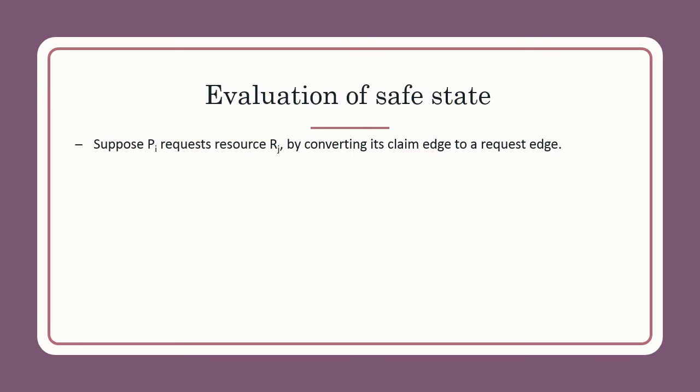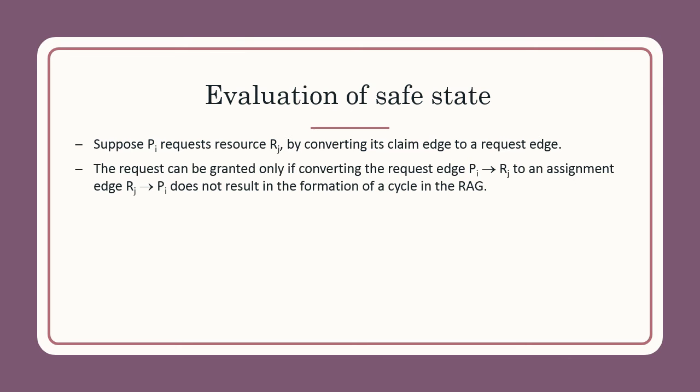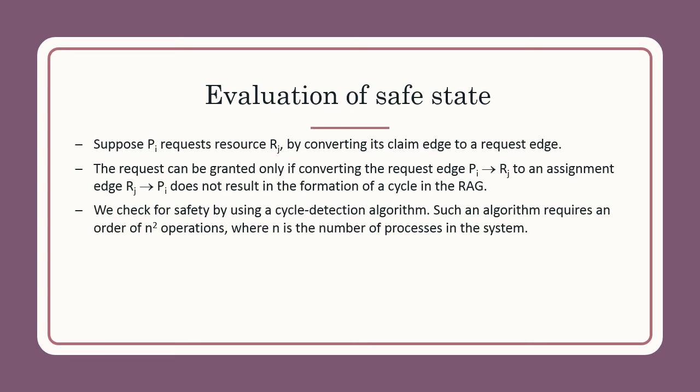Evaluation of safe state. Suppose Pi requests resource Rj by converting its claim edge to a request edge. The request can be granted only if converting the request edge Pi to Rj to an assignment edge Rj to Pi does not result in the formation of a cycle in the resource allocation graph. We check for safety by using a cycle detection algorithm. Such an algorithm requires an order of n square operations, that is, its O notation is n square, where n is the number of processes in the system.